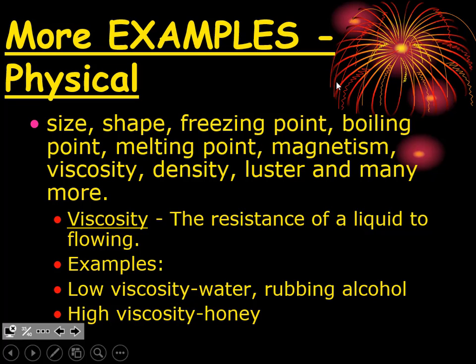Viscosity, which is, for lack of a better way to put it, how slippery it is. Density, we talked about density at the beginning of the year, so how dense something is is a physical property. It doesn't change what it is, it's just a property of it. Luster kind of means shiny, all right? Viscosity is just the resistance of a liquid to flow, all right? We talked about that. Low viscosity would be things like water, rubbing alcohol. High viscosity is something like honey, oil, things of that nature.